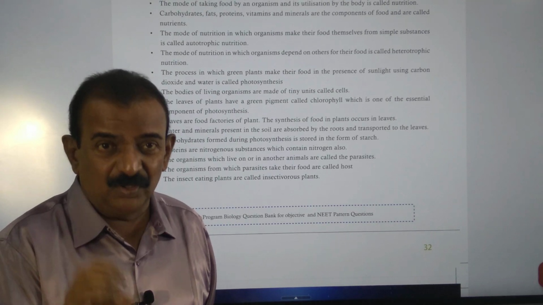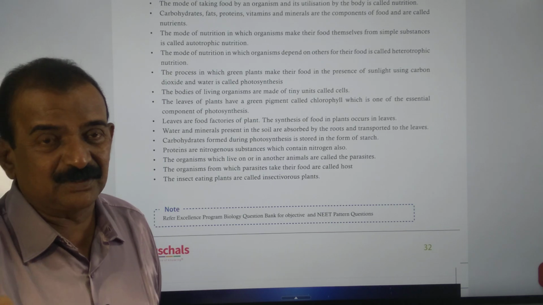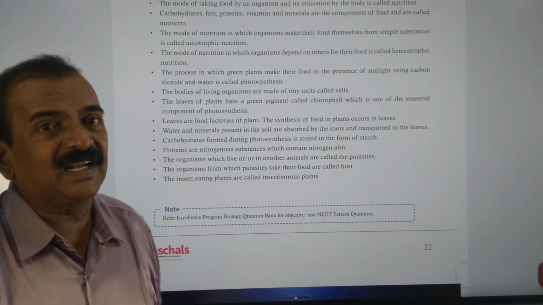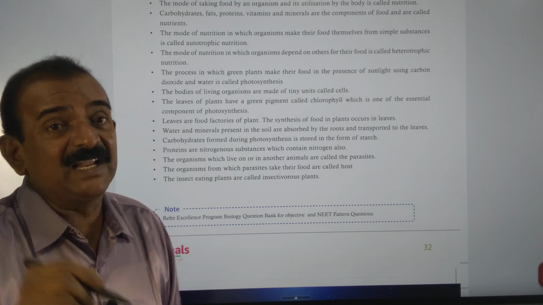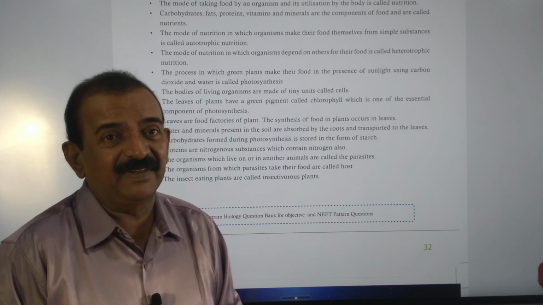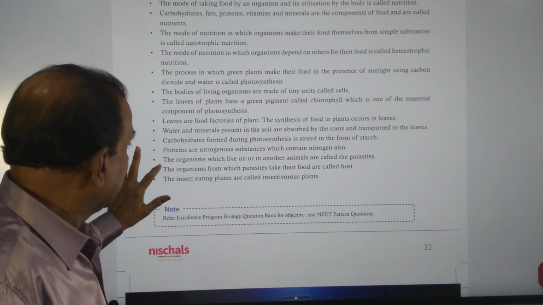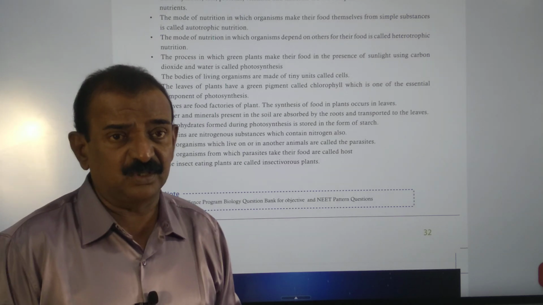So starch is a food, and starch is also called a complex food. We can identify the presence of starch in the leaves by adding iodine, and thereby it turns bluish black, which tells that the leaves are having starch. That is a test. And proteins are the nitrogenous substances which also contain nitrogen.